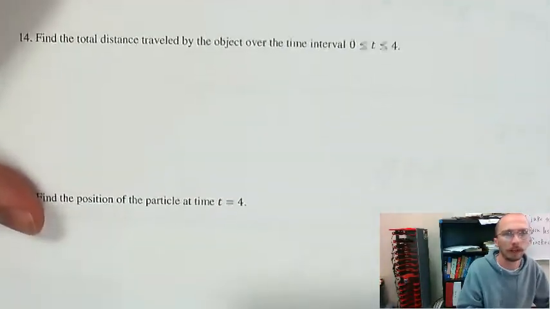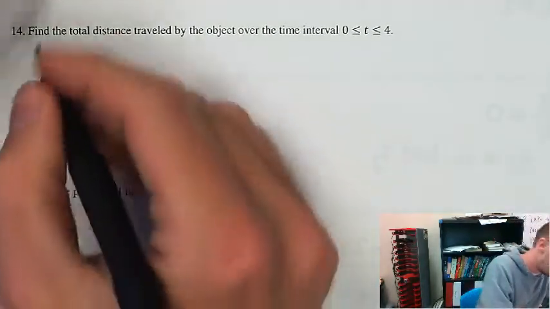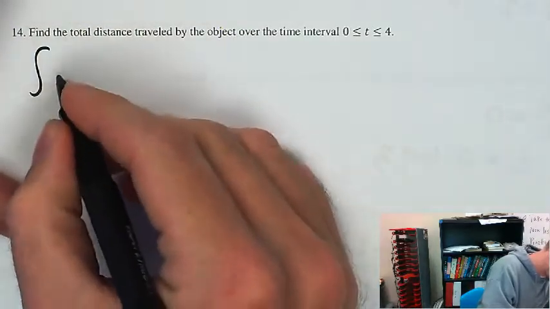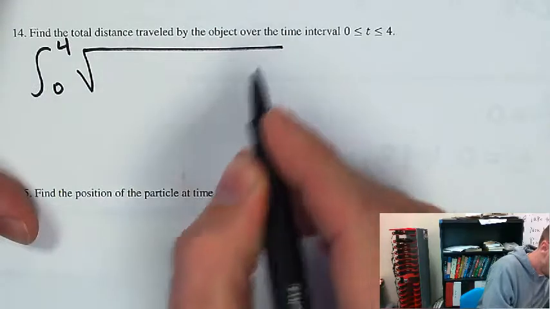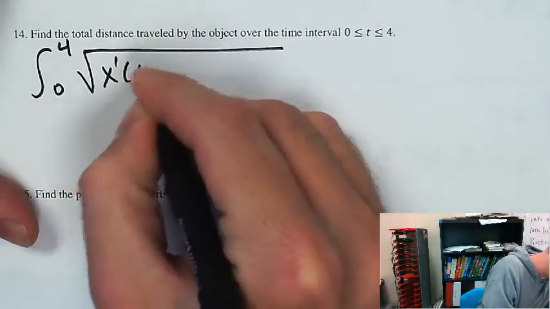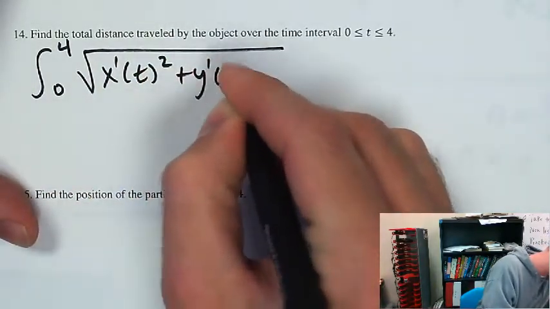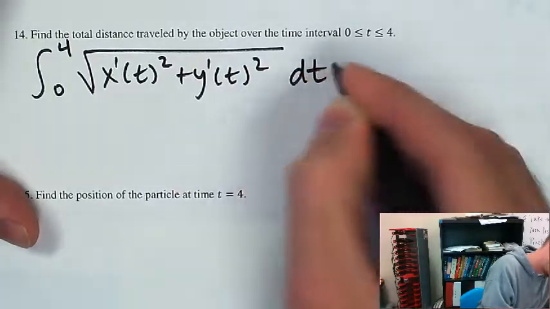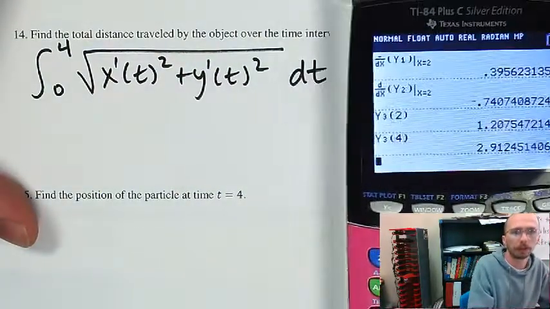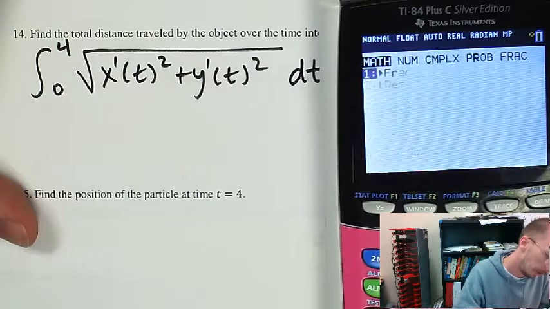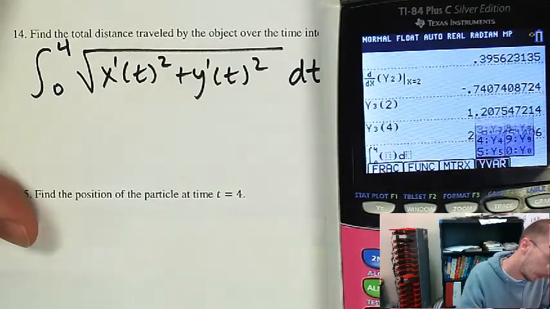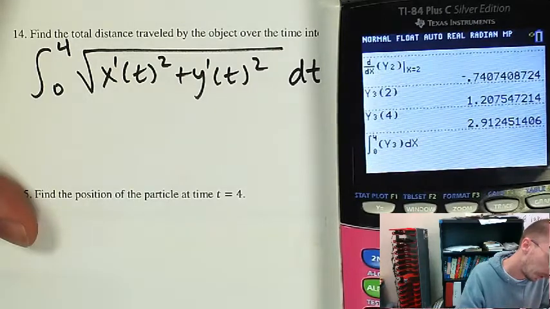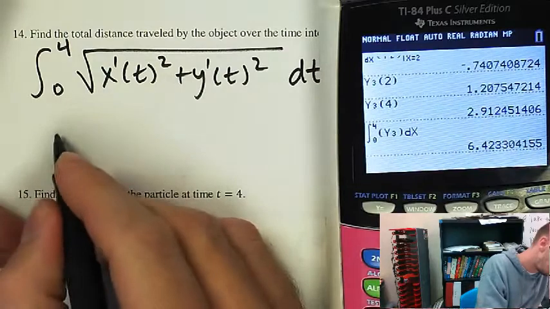Well, we're just going to integrate speed, which is in y3 already, but we're not going to just write y3 because we know the reader doesn't speak calculator. So it's going to be x prime of t squared plus y prime of t squared. Okay. Bring this over here. Integrate from 0 to 4 of y3 with respect to x, and it's 6.423.